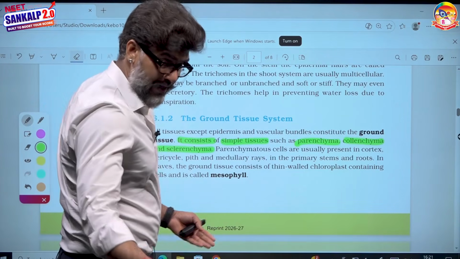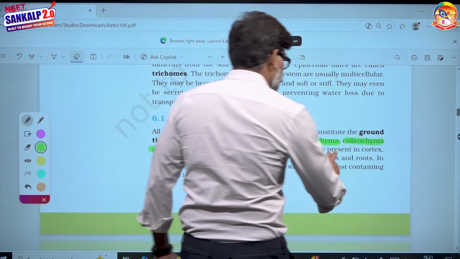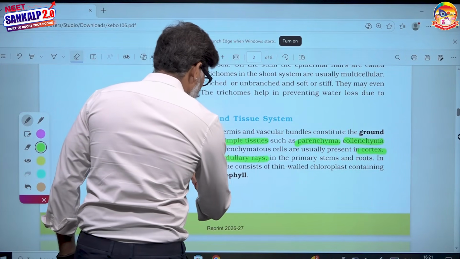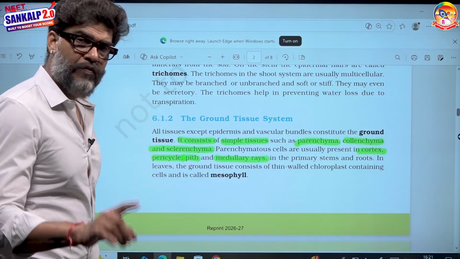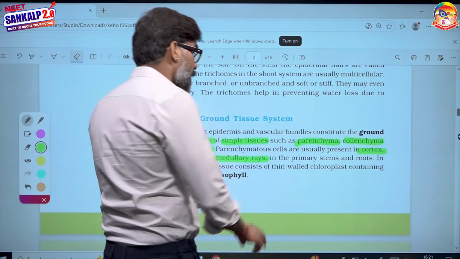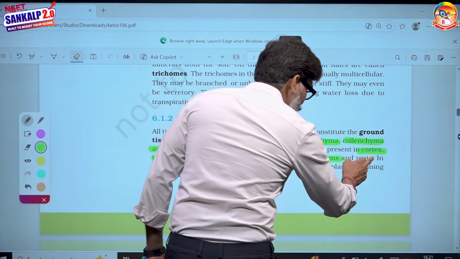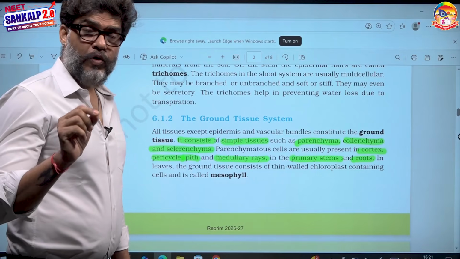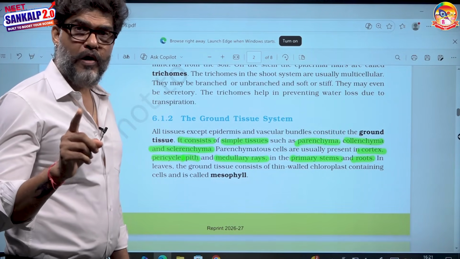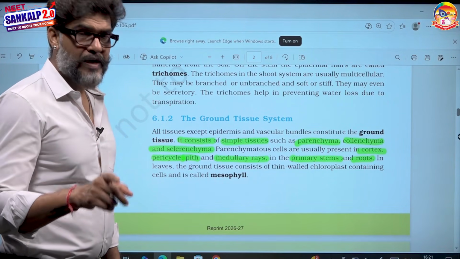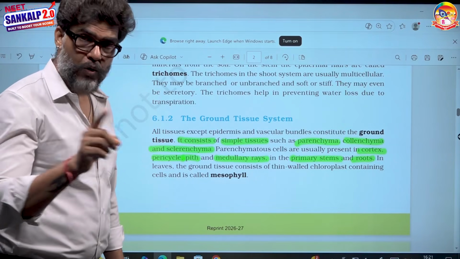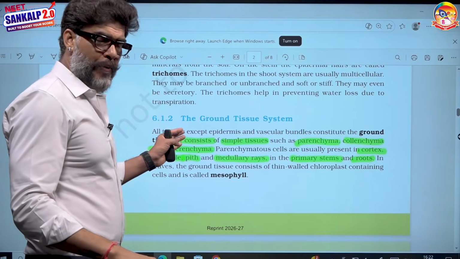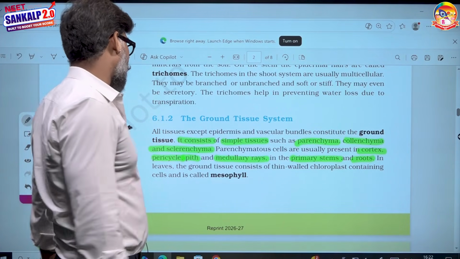Parenchymatous cells of the ground tissue we can see in the cortex region, in the pericycle region, in the pith region and in the medullary rays. They are all representative of ground tissue and are made up of parenchyma. The condition is that this is in the primary stem and primary root. Parenchyma constitutes ground tissue in primary root, yes. Primary stem, yes. Secondary root, no. Secondary stem, no. Only in primary root and primary stem is the ground tissue made up of parenchyma.